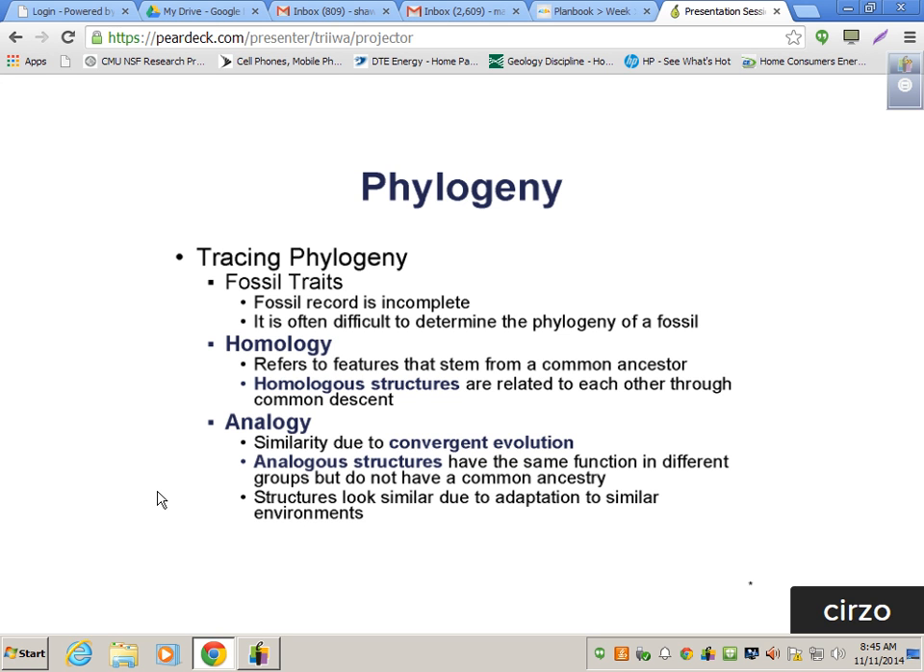All wings of birds would be homologous structures, correct? Notice I said birds. How about the wings of a bird versus the wings of an insect? Do they have a common ancestor? No. So that would be analogy, right? This is similarity due only to convergent evolution. The fact that they both had to fly and adapt in an environment that required flight meant they evolved in a similar environment, but they do not have a common ancestor. And that would be analogy.